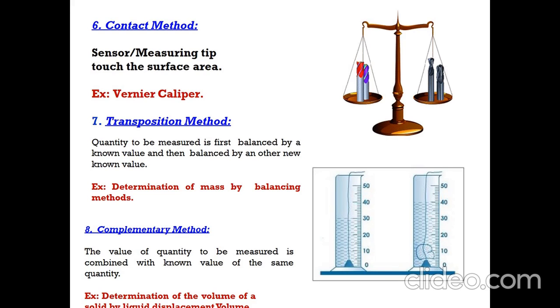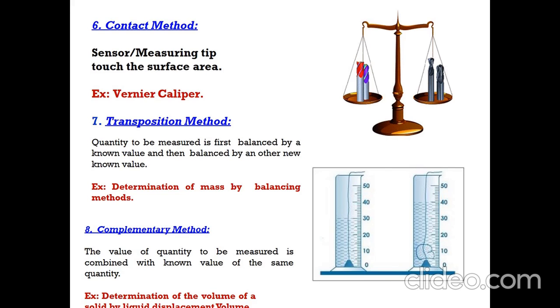So next one, the complementary method. In this method, the value of the quantity to be measured is combined with the known value of the same quantity. The combination is so adjusted that the sum of these two values is equal to a predetermined comparison value. For example, determination of the volume of a solid by liquid displacement.